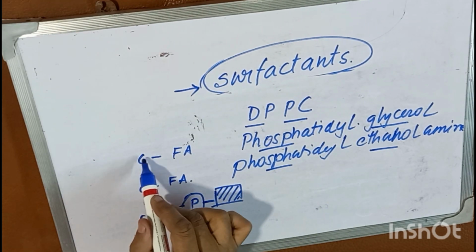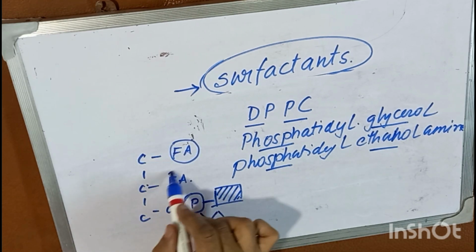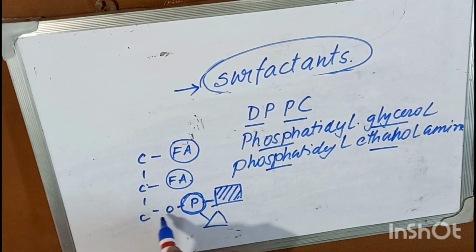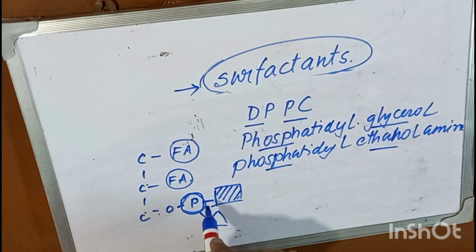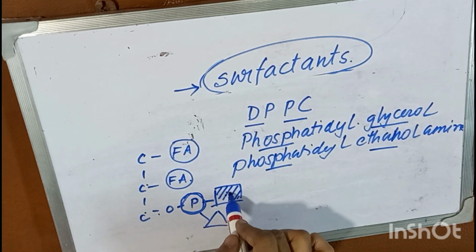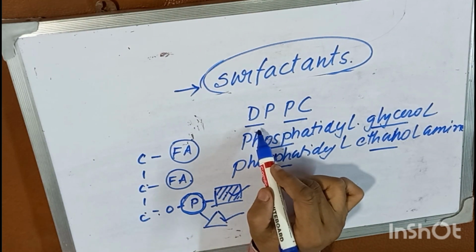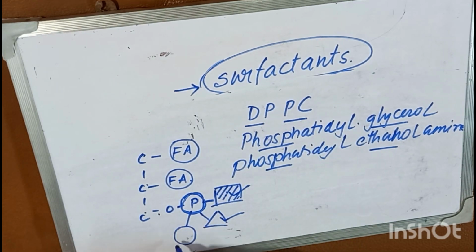I have drawn the 3 carbons of glycerol attached with the 2 fatty acids. So this was phosphatidic acid. Why is it phosphatidic acid? Here in the 3rd carbon there is a phosphate linked to this 3rd carbon, and there are different alcohol groups. So this is glycerol, this is ethanolamine, this can be choline here. This is dipalmitoyl phosphatidylcholine. Choline is another alcohol.